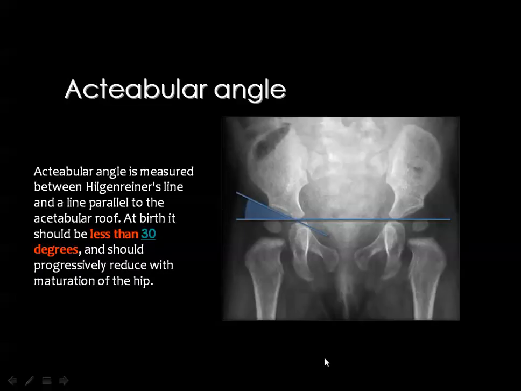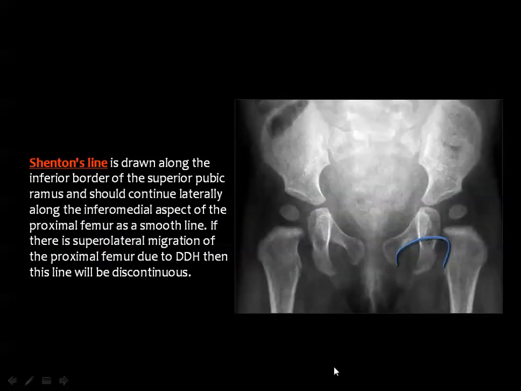Then you can also measure the acetabular angle, which is usually less than 30 degrees at birth and should progressively reduce with maturation of the hip. But if the acetabulum is dysplastic, then you get a shallow acetabulum with a much larger angle. The angle is drawn between the line going through the triradiate cartilage of the acetabulum and another line drawn along the roof of the acetabulum, and this is the acetabular angle.